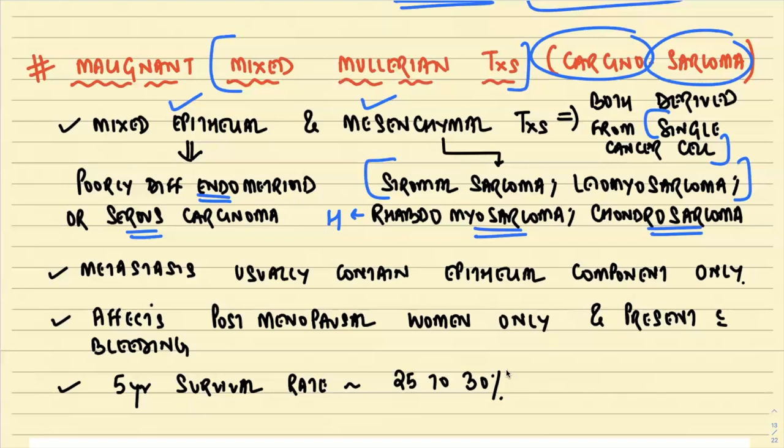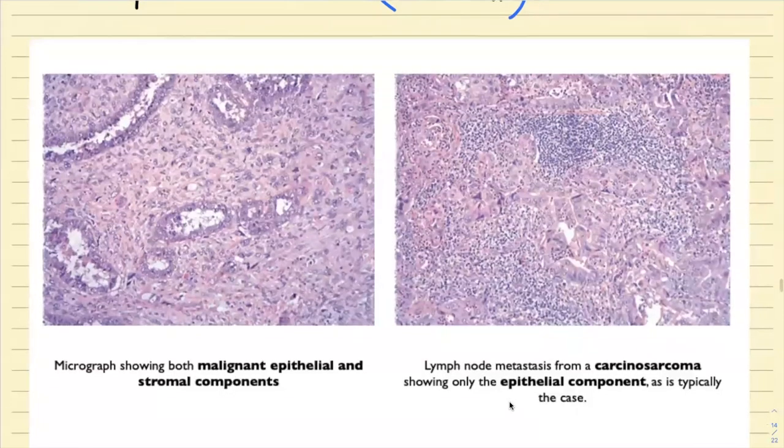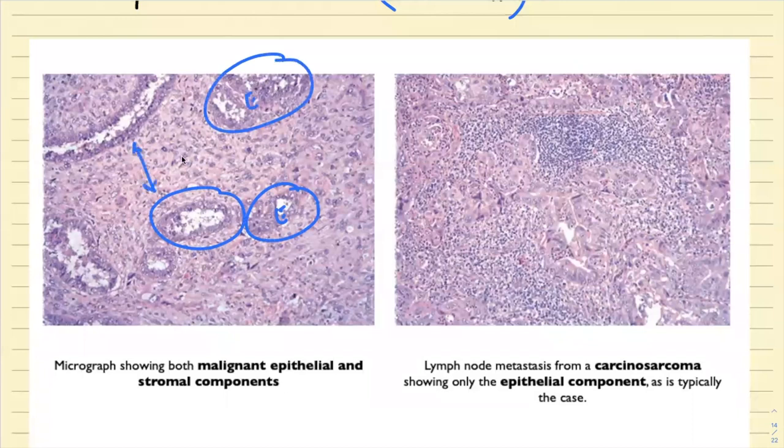Now, very important, if such a tumor metastasizes, it will show only the epithelial component. It affects postmenopausal women only and presents with bleeding, and the 5-year survival rate is bad, around 25 to 30% only. So let us look over here. What is very important, as you can see, is this glandular structure. Yes, so this is forming the epithelial component of carcinosarcoma, the mixed Mullerian tumor. And this portion is your stroma, which is also showing atypia. This is the sarcomatous stromal component.